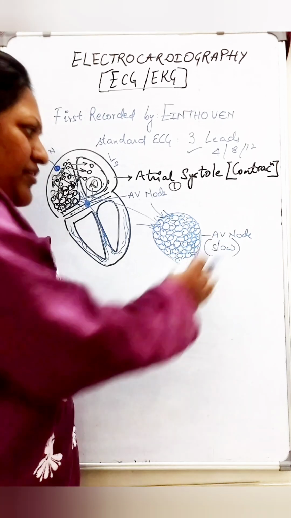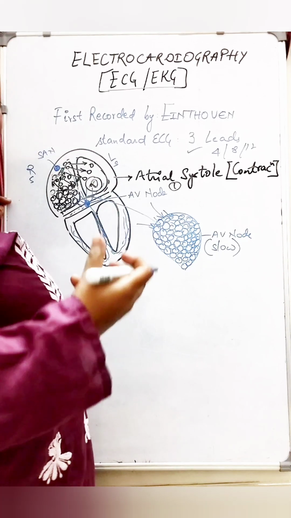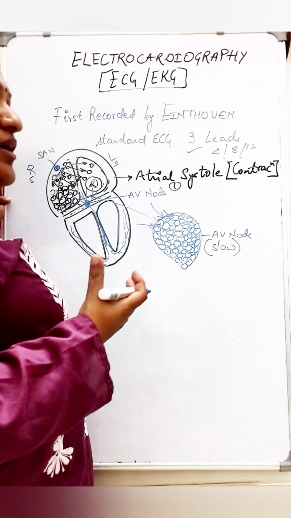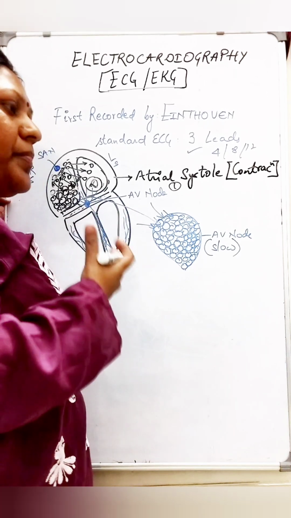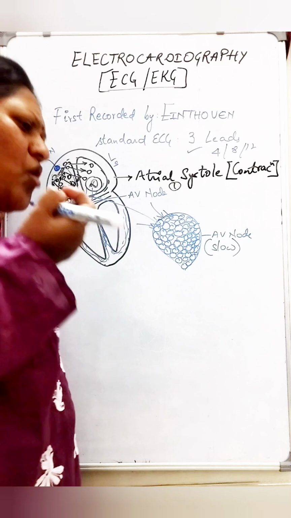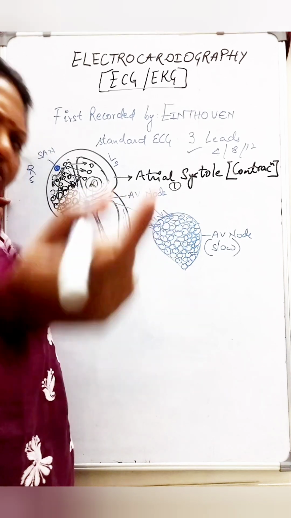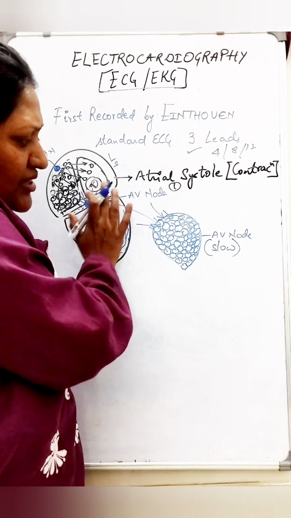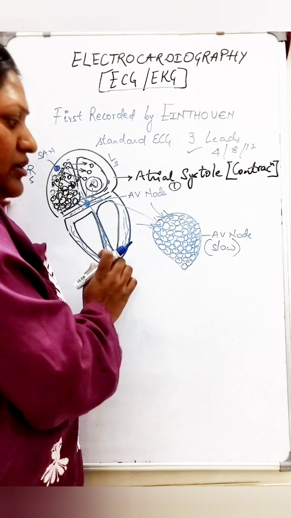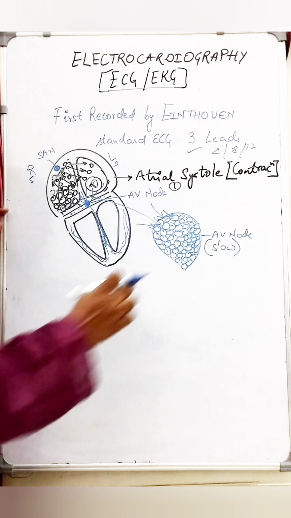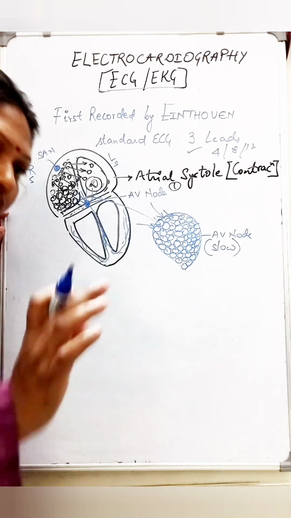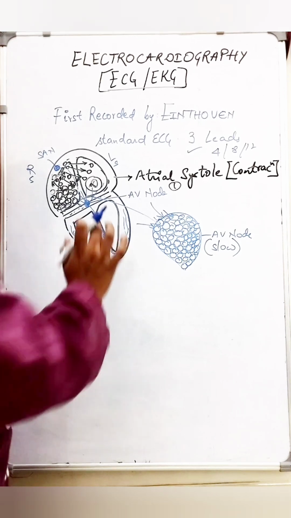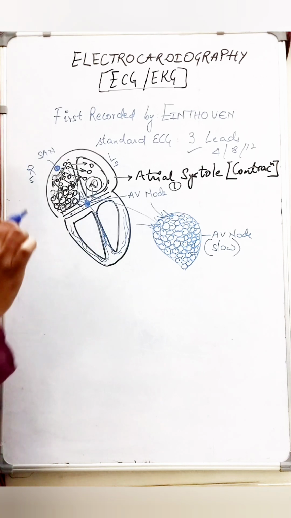Because the AV node is not a very prominent structure, it is a very small tissue or small mass of cells. So when all the electropositive signals are coming inside the AV node, the immediate transfer of impulses to the bundle of His is not very quick. It is very slow.